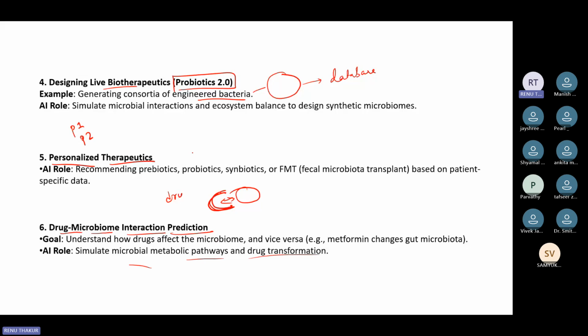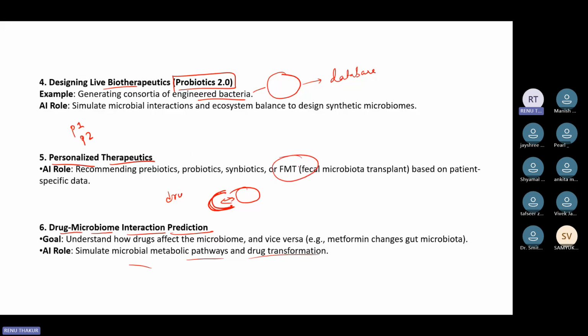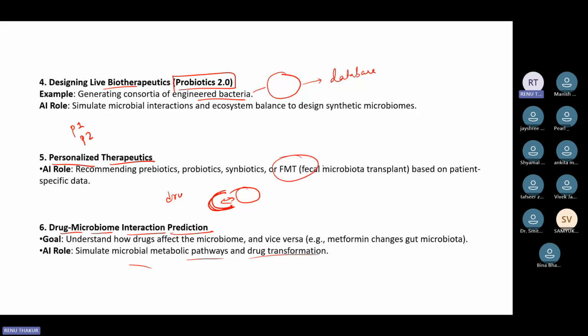Now for personalized therapeutics also FMT, and FMT is done as per patient-specific data. The word specific will always be used because, as I said, personalized therapeutics means the therapeutics provided to person one may or may not be similar to those for another patient, because we are designing the therapeutics as per the individual person's requirement and not providing generalized medicine to everyone by seeing the symptoms. It all depends on the genome we have. So these are the things in which we use it.